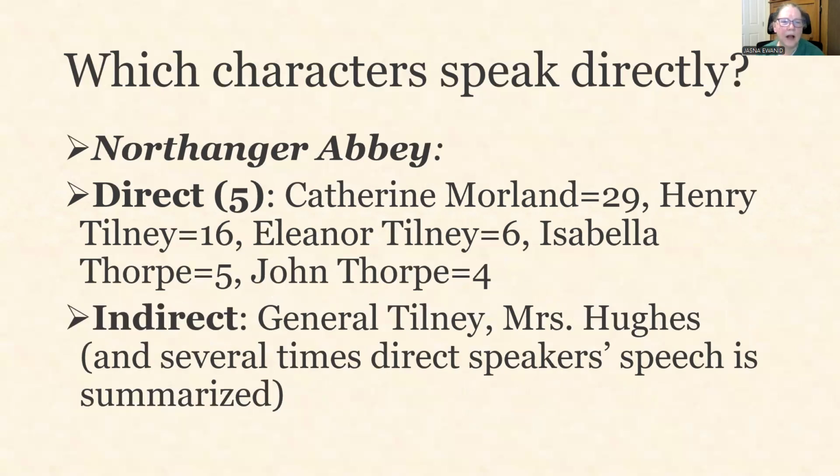Northanger Abbey, there's a little bit that happens before the ball scene. And so Catherine speaks 29 times total. Henry Tilney is 16, Eleanor Tilney is 6, Isabella Thorpe is 5, John Thorpe is 4, and indirect is General Tilney and Mrs. Hughes. And there are several times where the direct speaker's speech is also summarized by the narrator.